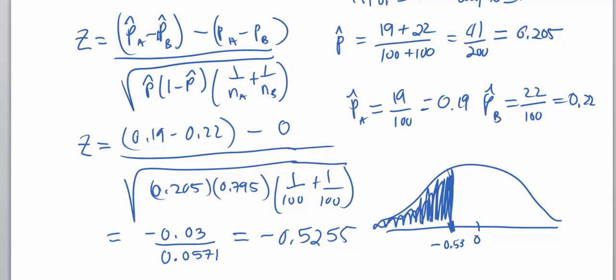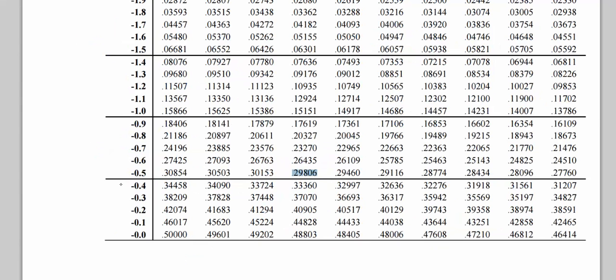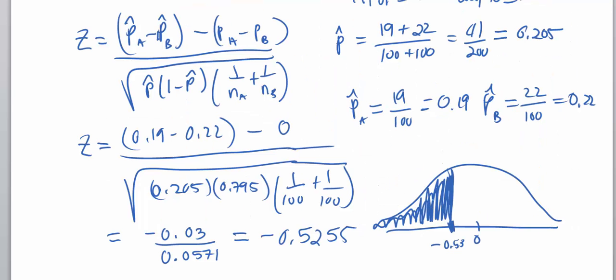So let's go over to the standard normal table and see what that value is. If we find our negative 0.52 and scroll over 0, 1, 2, 3 columns, so negative 0.53, we get a p-value, or the area that falls below that, of 0.29806. This will be our one-sided p-value for this z-test. So this area is equal to 0.29806. That's a pretty large p-value.